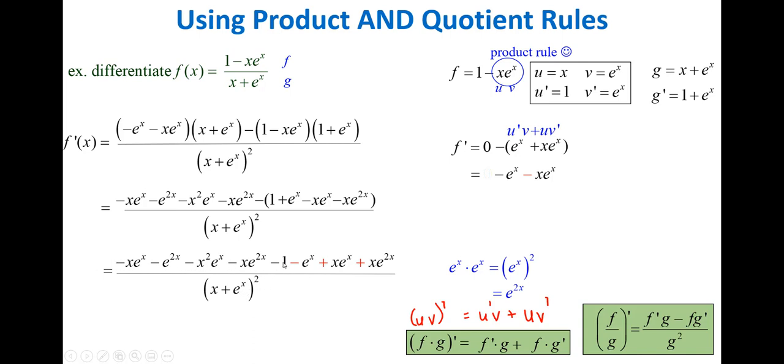There are a number of like terms here. The x e to the x's will cancel. The x e to the 2x's will cancel. And I believe that's it. All right, so I'm rewriting the terms that are left. Negative e to the 2x minus x squared e to the x minus 1 minus e to the x, and this will be over x plus e to the x squared. That's the final derivative. I'm finished talking about quotient rule for now.